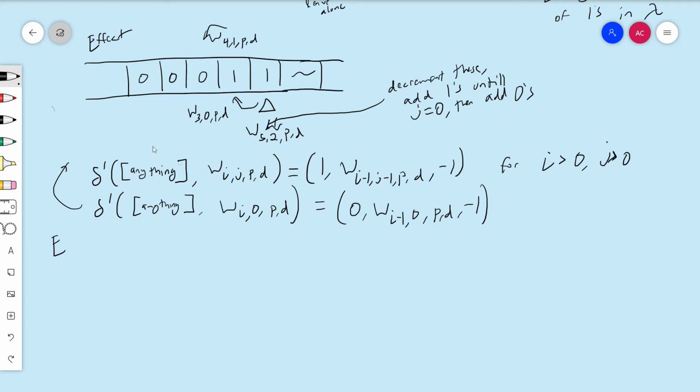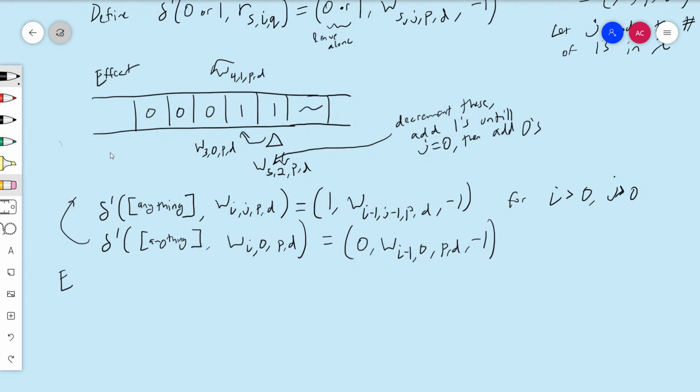Actually, I think I made a mistake. This should have been a 1 to begin with, right? Because I'm still in the right phase. I haven't rewritten it yet. So I write 1s technically here, but they're there already. Now I've gotten to this, and I see a 0 here. So I move left, and I replace this with a 0. And now I'm in state W2, 0, P, D. And then I move left again, and now I'm in W1, 0, P, D. And then I move left one more time, and I'm right here, and I'm in W0, 0, P, D.